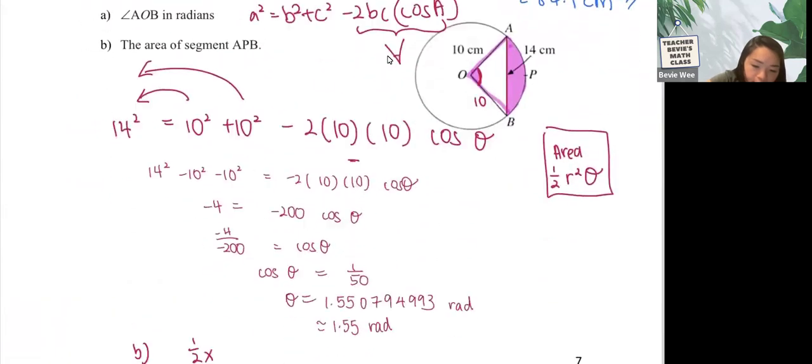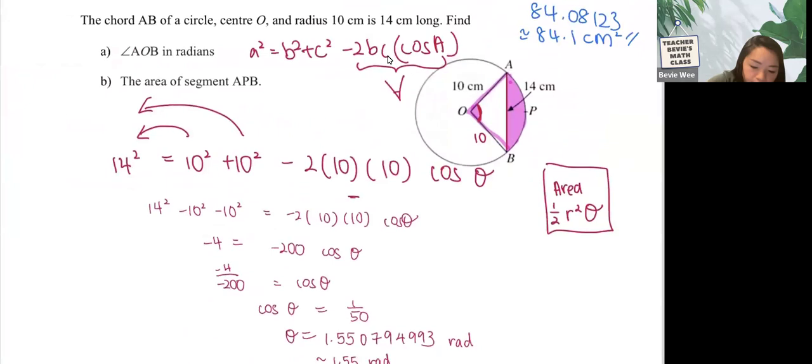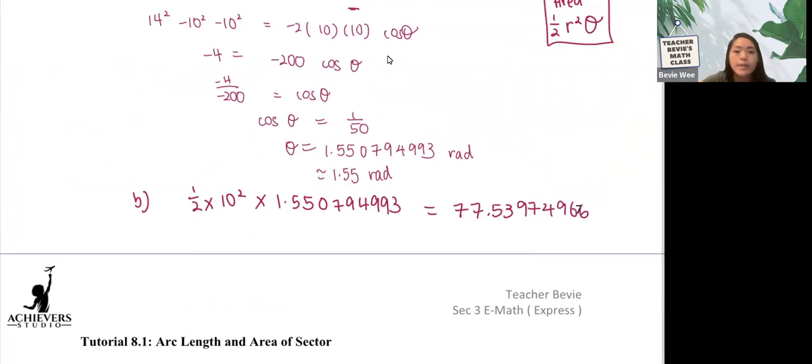So I'm going to find the area of pizza. Half R square theta. Theta I've already found it's 1.550794993. Correct or not? I get 77.53974966. This is my whole pizza area of sector.